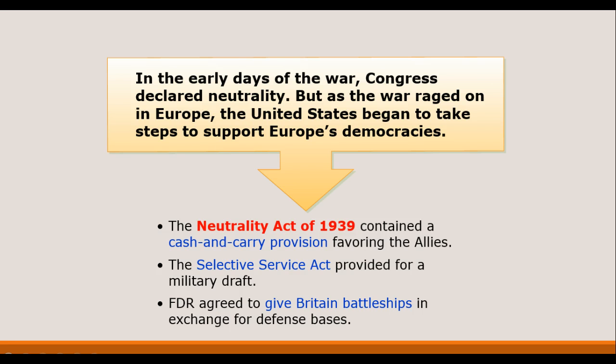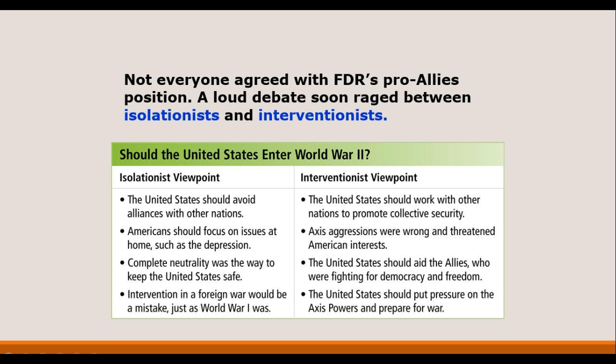We would not lend it out in credit because we didn't want something to happen like it happened in World War I, where entire economies failed because no one could pay us back. We get another Selective Service Act, so we get a draft, and we give Britain battleships in exchange for defense bases. So it was kind of a trade. We have isolationists and interventionists again. I want you to pause this and really check this out, because it's pretty much the same thing all over again, but I want you to understand where we're going with this.